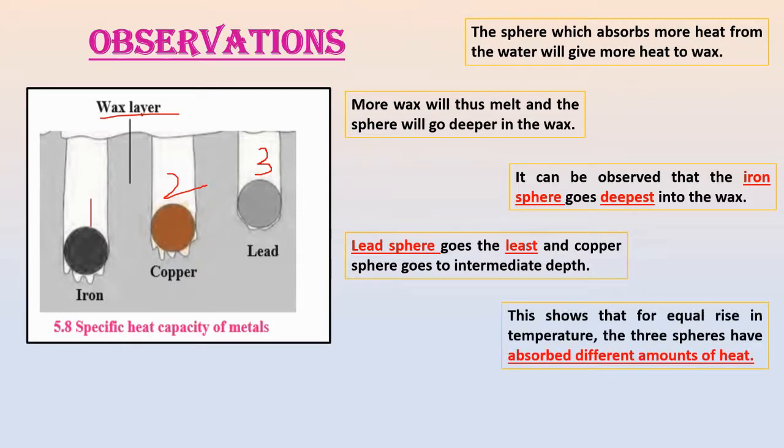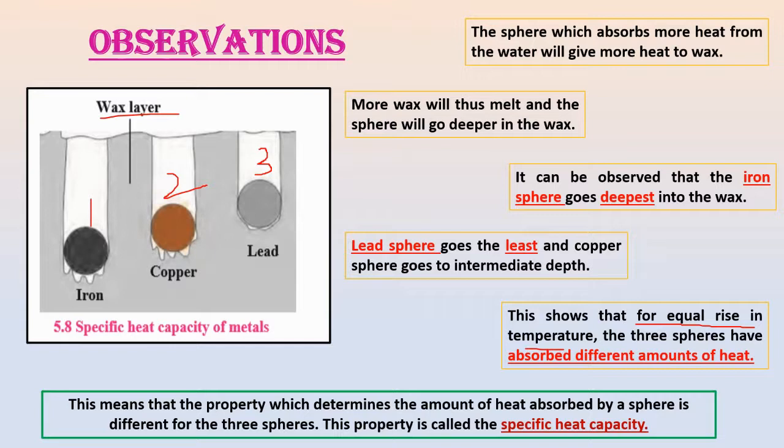This shows that for equal rise in temperature, the 3 spheres have absorbed different amounts of heat. What do we understand from this? The boiling water was at 100 degrees Celsius, so these three spheres, iron, copper and lead, were raised to the same temperature, and all three have absorbed different amounts of heat energy from the boiling water.